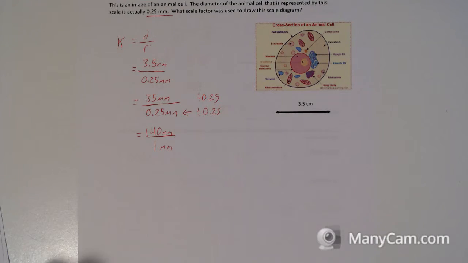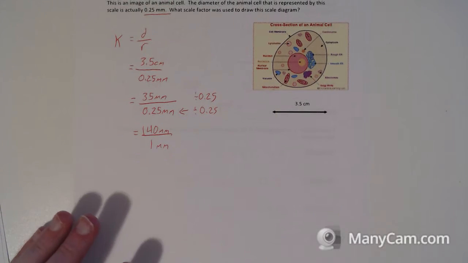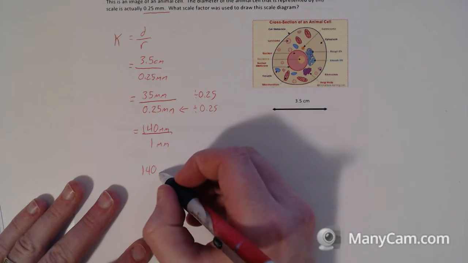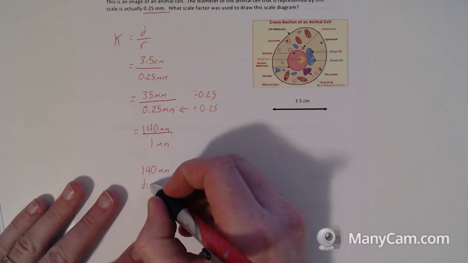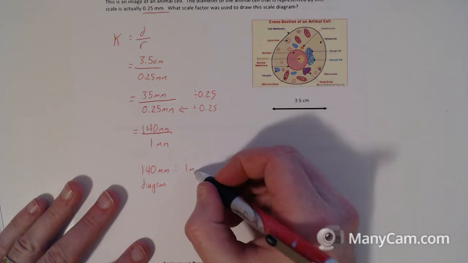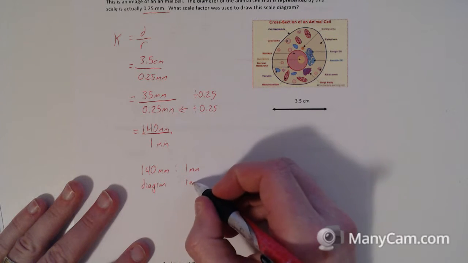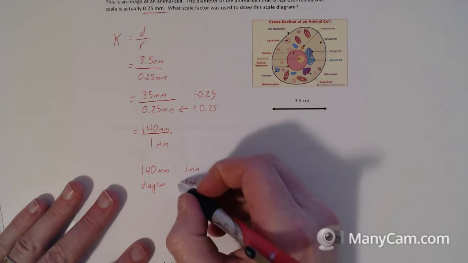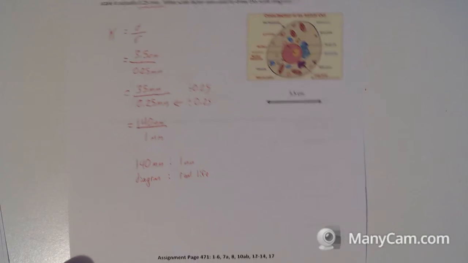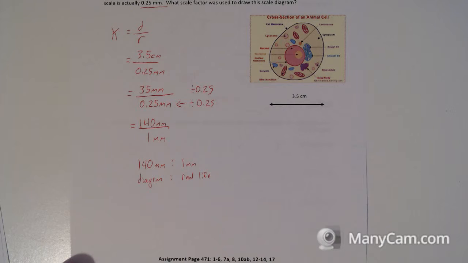millimeters in the diagram. And then we can write this a whole bunch of different ways. We could say 140 millimeters in the diagram is the same as 1 millimeter in real life. So sometimes they say this is a sentence, diagram to real life is 140 to 1. So it's 140 times bigger. Good. This will take some practice.